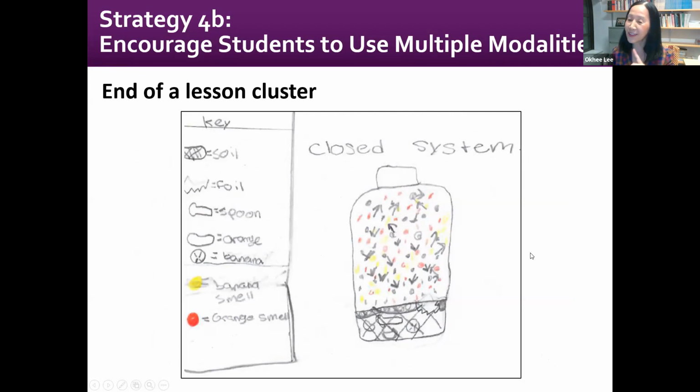This is a fifth grade. It's real. And they will do the diagram to say, once you open it, these particles will move freely and reach my nose. Sandra, I'm glad that you are appreciating the student work sample.